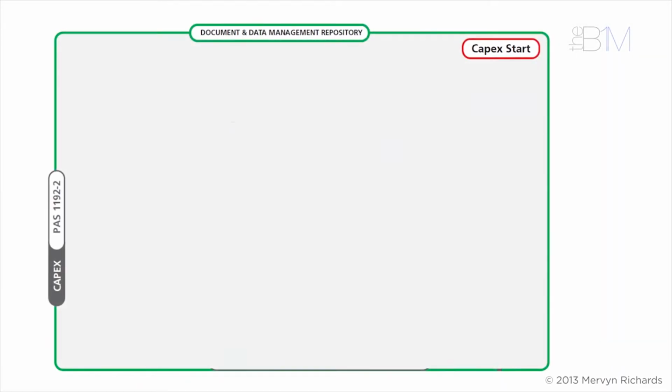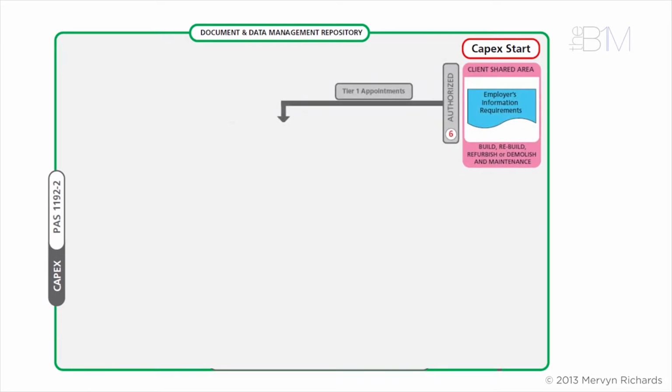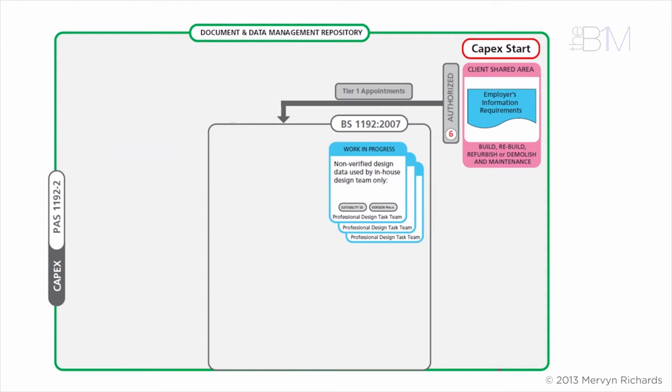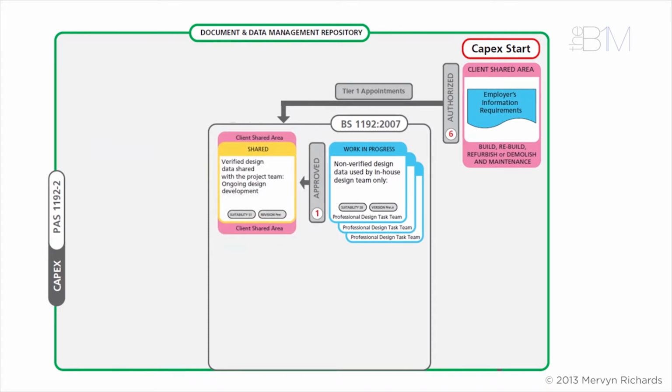We start with a single shared area and the client's authorised employer's information requirements. Once the project team are appointed, work takes place within an area that was already defined in BS 1192 back in 2007. Design teams and other project contributors work in their own work-in-progress areas, developing and honing their graphical and non-graphical information. Once checked, that information is approved and moved to the shared area for other parties to access and use in the creation and development of their contributions.